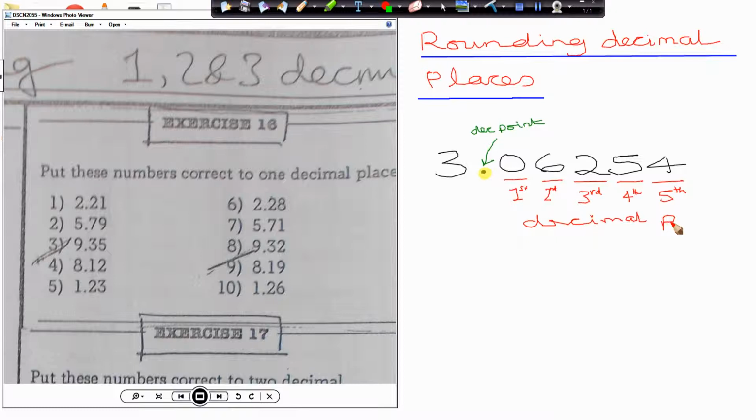Decimal places. So these are the decimal places. So we need to know what the decimal places are. Okay, another concept that we're going to be using, which we have already been introduced to, which I will rewrite again over here.